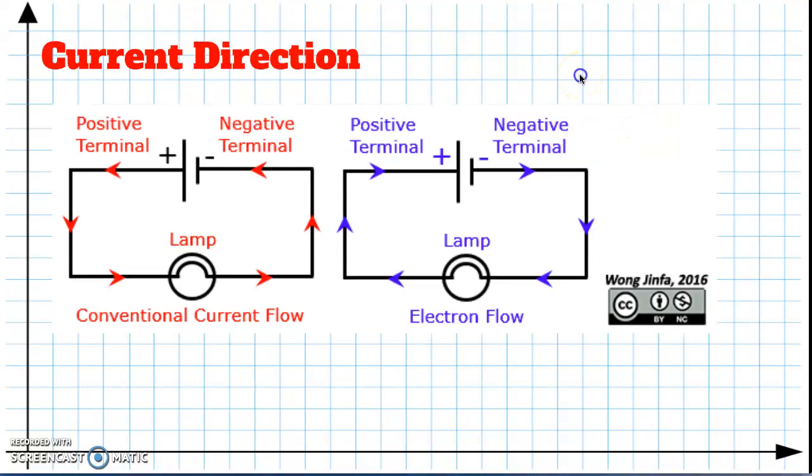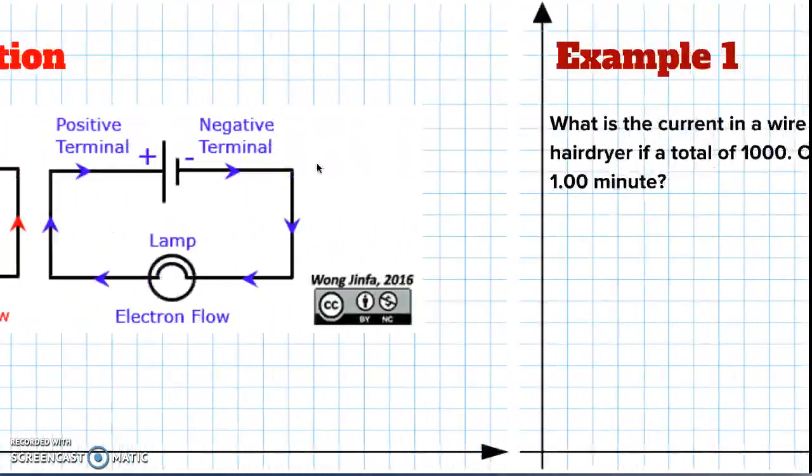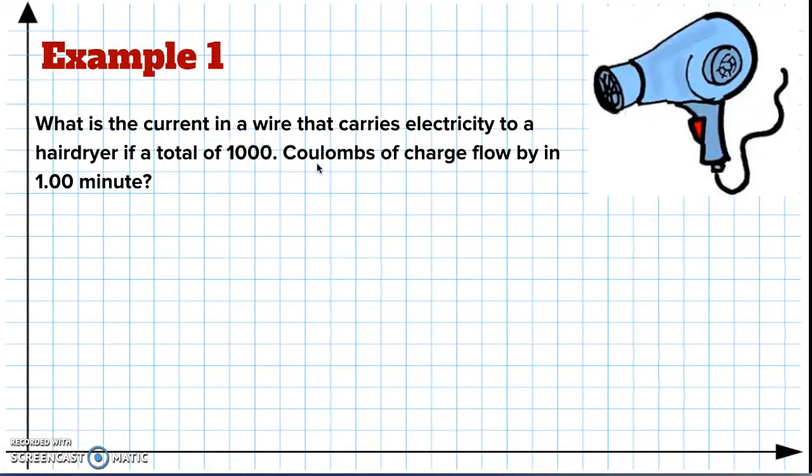We have defined our current to be the ratio of charge to time. And so now we can solve some simple problems. If you've got a hairdryer in the morning and 1,000 coulombs of charge flow by a point. So if you imagine you make a little mark on your cord and you measure how much current flows by, 1,000 coulombs go by during 1 minute. What would be the current?